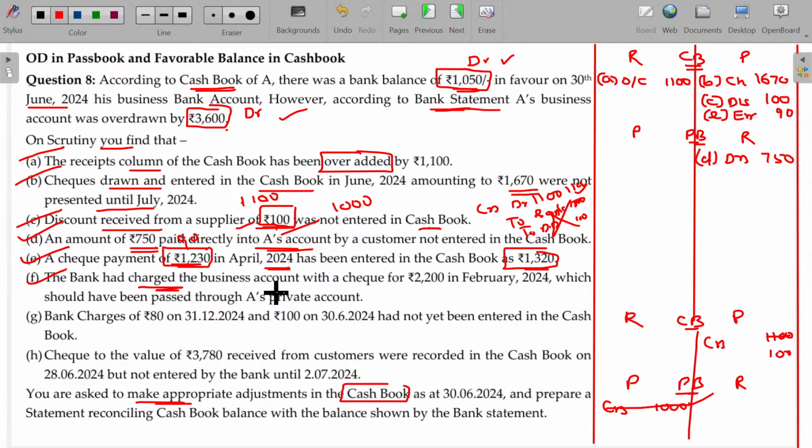If the bank had charged the business account with a check for rupees 2,200 in February 24, which should have been passed through A's private account.